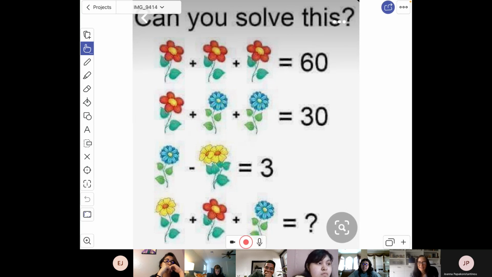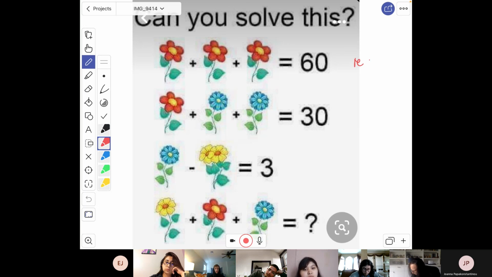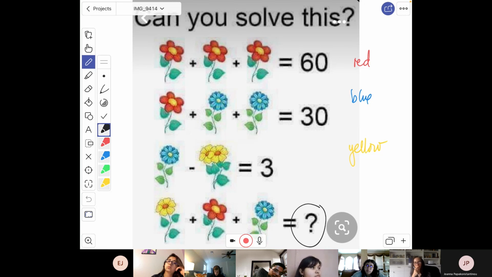Here we go. Tell me what the sum in the last row is. And be careful. And we'll end with that. So you tell me. So you'll tell me how much the red flower is worth, how much the blue flower is worth, how much the yellow flower is worth, and then you'll tell me the sum. I think this one is easier than yesterday's because it's all addition and subtraction.